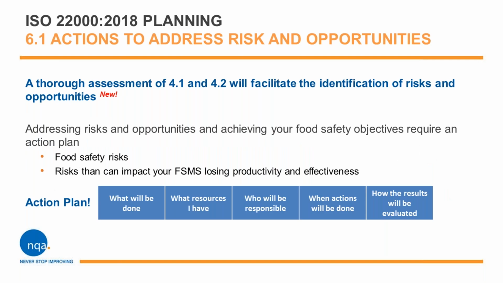So, we have reviewed the main changes that are incorporated into this section 5. So let's talk now about a new requirement introduced in section 6 that is all about planning. So we have 6.1 as a new requirement that talks about actions to address risk and opportunities.